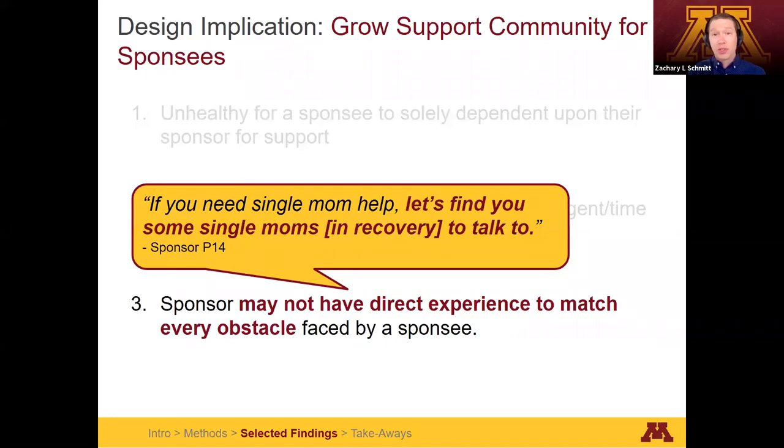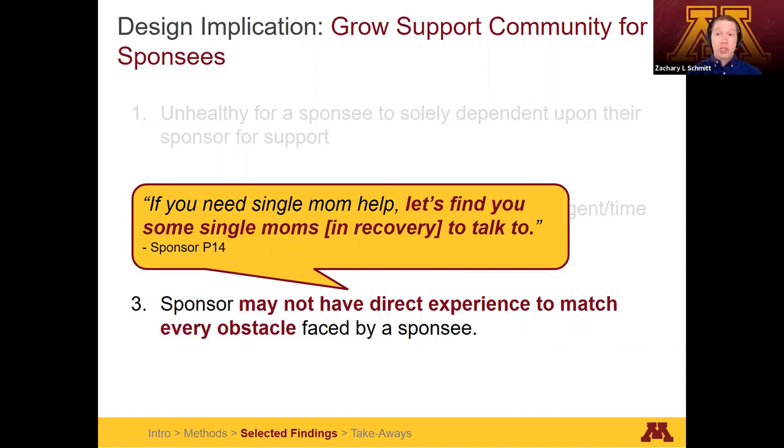Finally, we found that a sponsor is not always able to draw upon their own personal experience to provide guidance to a sponsee, and this necessitates outside counsel regarding specific problems. Therefore, a clear opportunity for tech design is to support sponsees in building a peer support network to complement the support they receive from their sponsor.